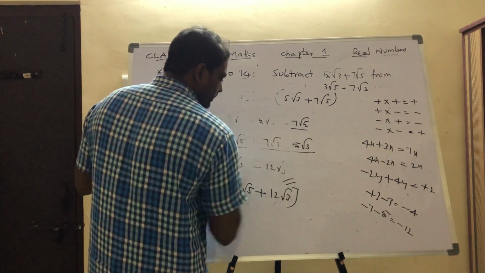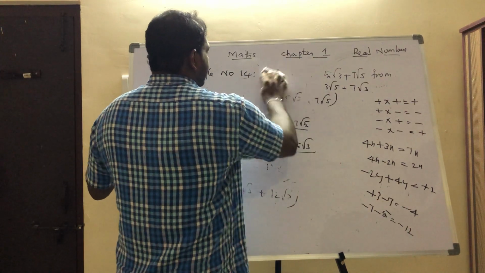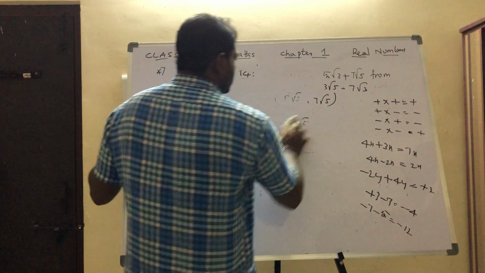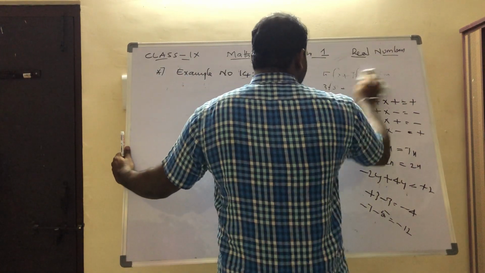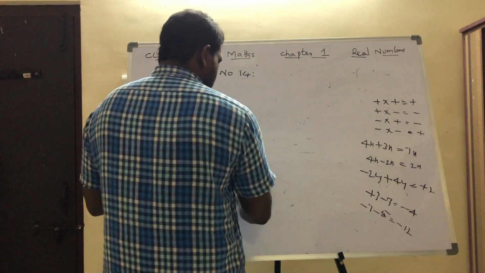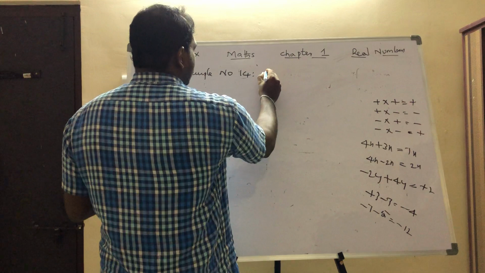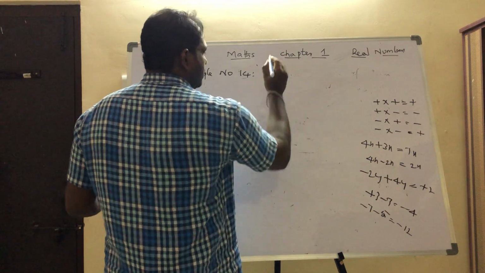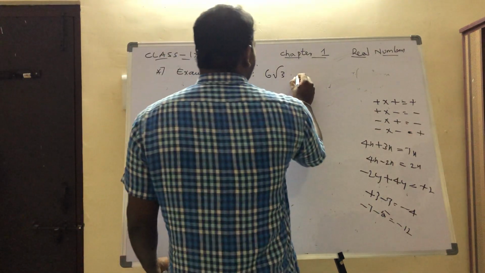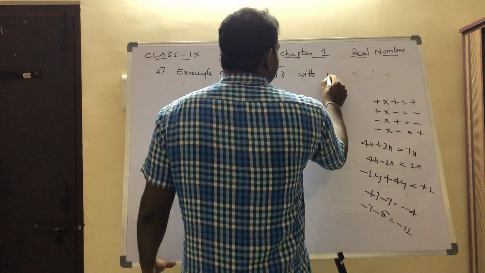Next, I will go for one more sum. One more example of your one. Example number 15. So what is example number 15? Let us go through that. Multiply 6 root 3 with 13 root 3. Multiply 6 root 3 with 13 root 3.